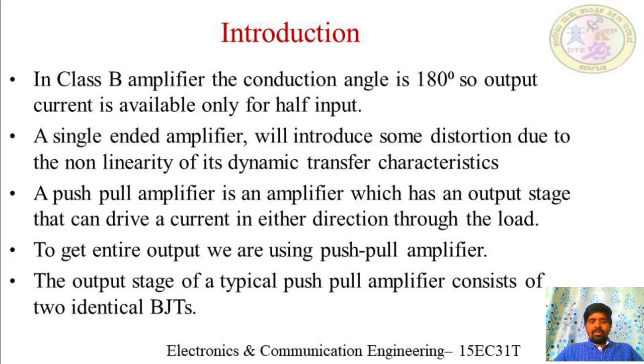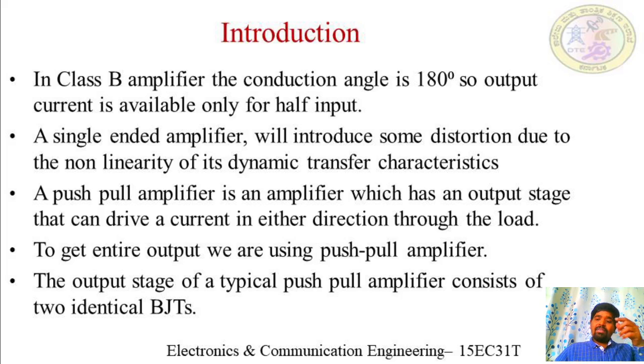Whereas today's class is about the class B amplifier. In class B, the conduction angle is 180 degrees. When the conduction angle is 180 degrees, the output will appear only for half of the duration of the input signal. Whereas in class A, the conduction angle was 360 degrees, and when it is 360 degrees, we get the complete output cycle, the complete input appearing at the output side in an amplified version.